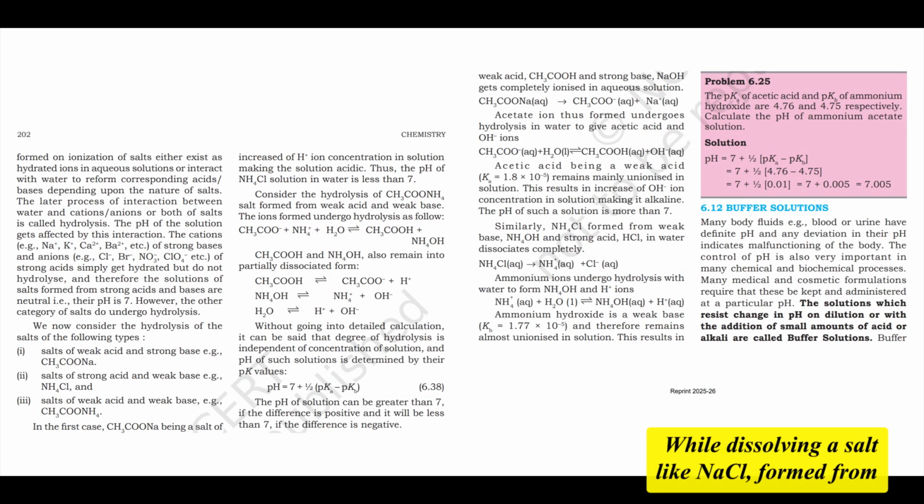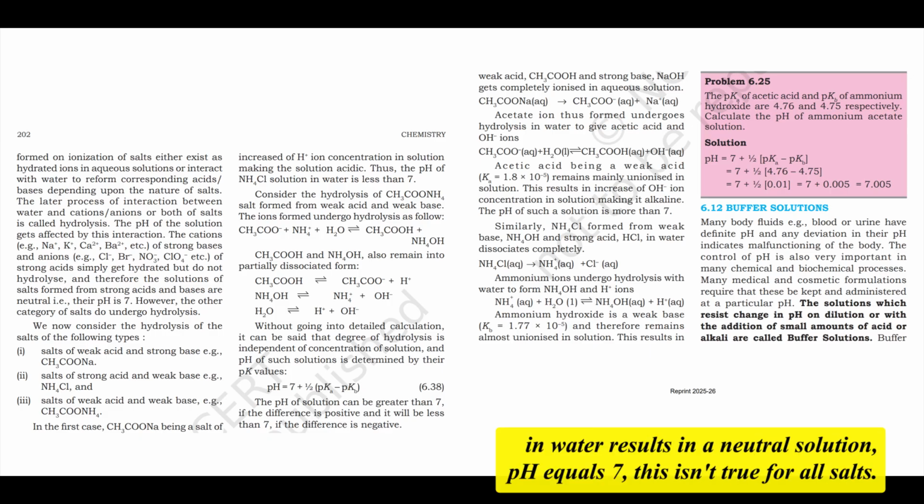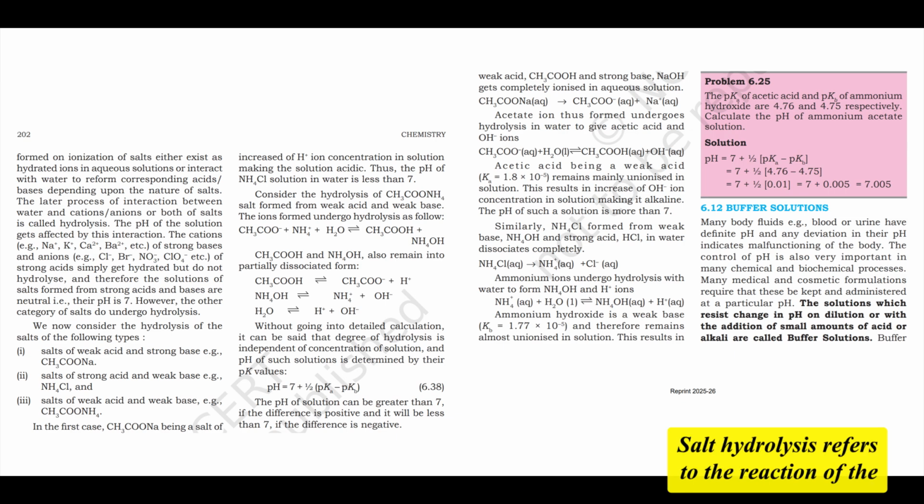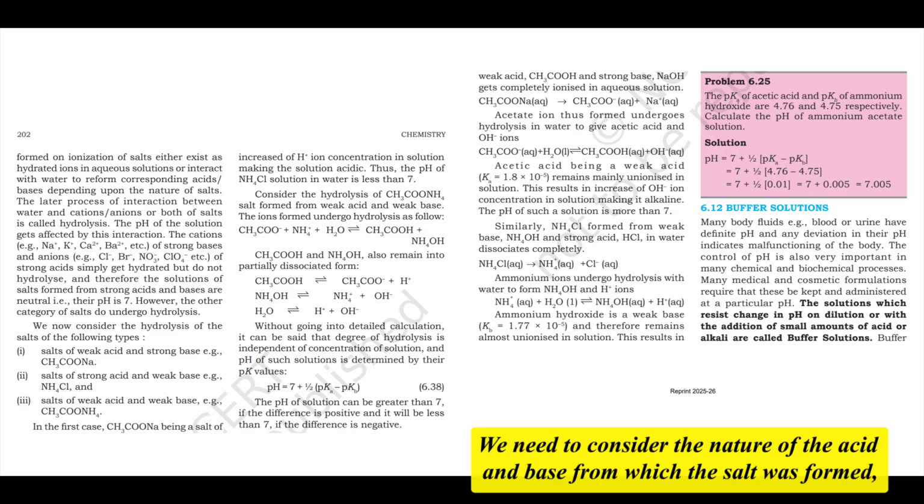While dissolving a salt like NaCl, formed from a strong acid, HCl, and a strong base, NaOH, in water results in a neutral solution, pH equals 7, this isn't true for all salts. Salt hydrolysis refers to the reaction of the anions or cations, or both, of a salt with water, which can change the concentration of H+ or OH- ions, thus affecting the solution's pH. We need to consider the nature of the acid and base from which the salt was formed.